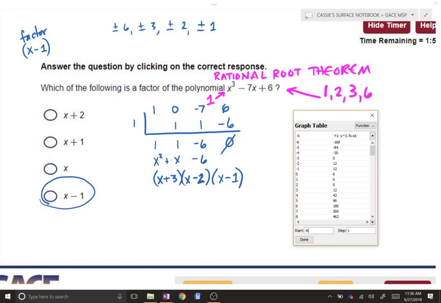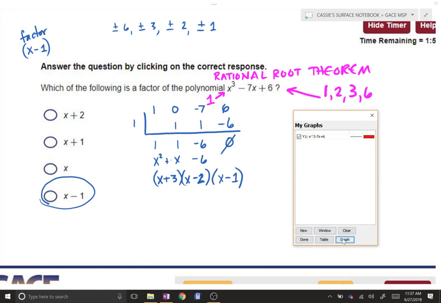But I want you to be very careful about something because it wants the factor. The factor is always x minus that x value. So at negative 3, that's why it's x plus 3 here, because it's x minus negative 3, and x minus 1 and x minus 2. So that's one way to see that.